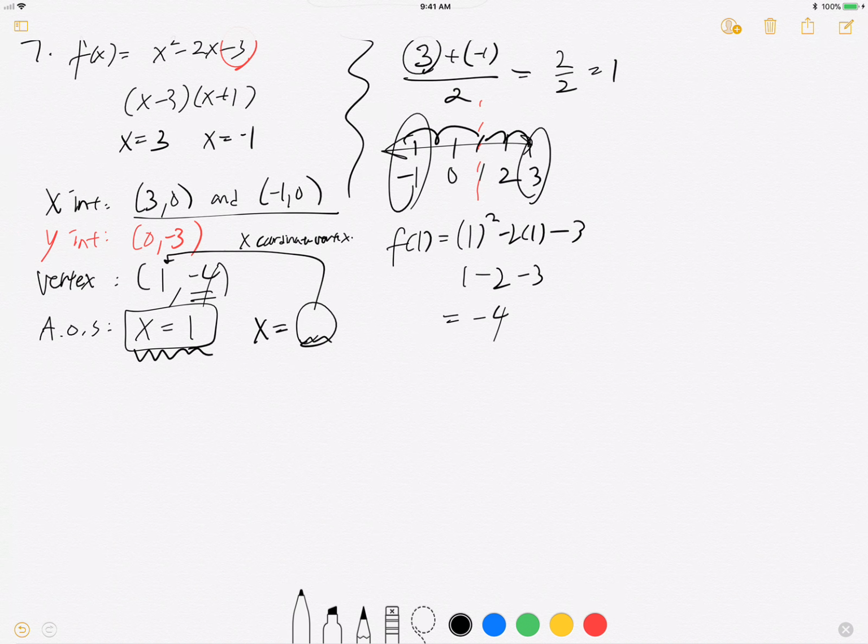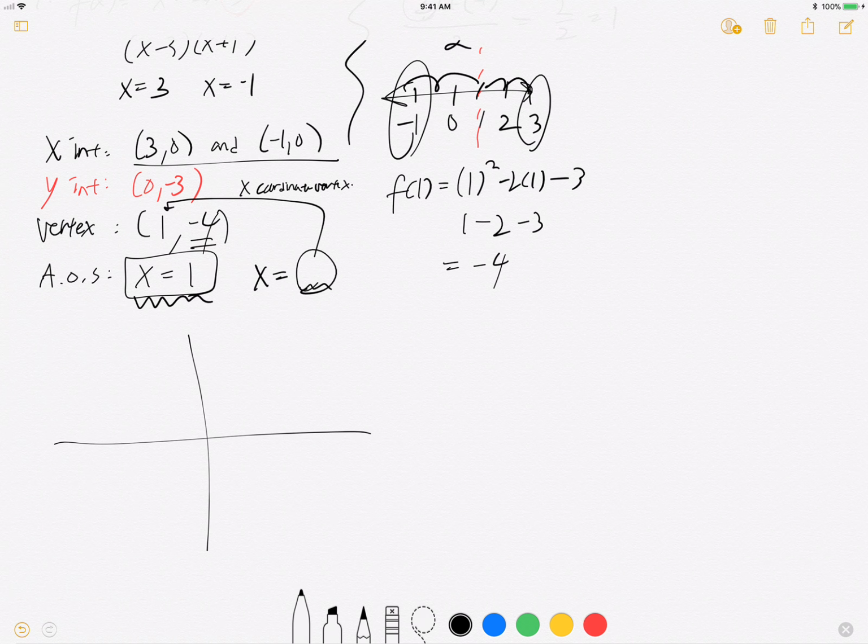So after that's done, we have to talk about domain and range. Now to talk about domain and range, you really want to first graph this. (1, negative 4) is my vertex. (0, negative 3) is the y-intercept. There's an x-intercept at (negative 1, 0), and there's (3, 0). So as you can see, if I plot these, it looks something like that.